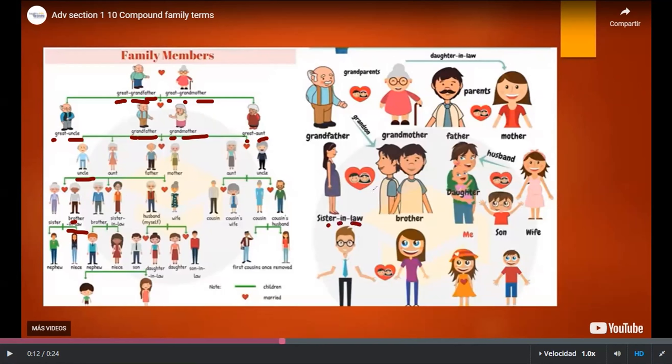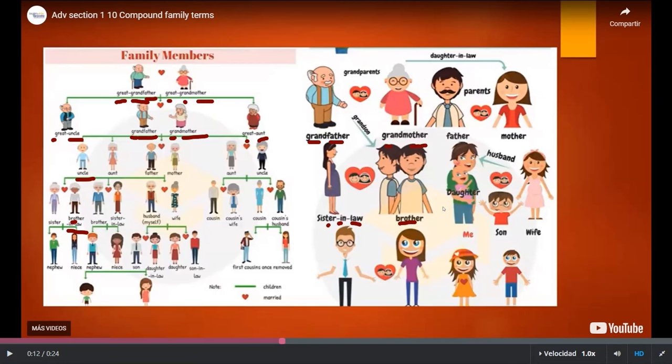Sister-in-law, is that a compound noun? Yes. What about brother? Is that a compound noun? No, it's not. What about grandmother? Is that a compound noun? Yes. Grandfather, is that a compound noun? Yes. Okay, so words that describe the family with more than one word are compound nouns, and words that are only one word are not a compound noun. Any questions?